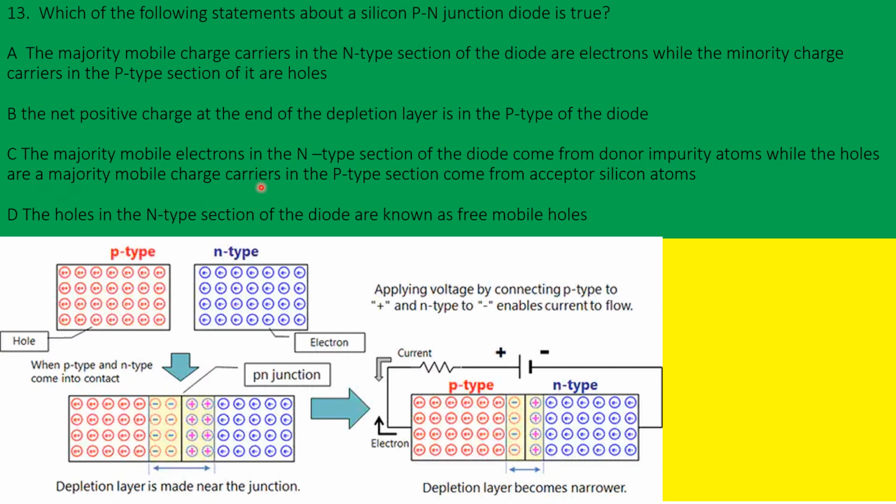C says the majority mobile electrons in the n-type section of the diode come from the donor impurity atoms, correct? While the holes that are majority charge carriers in the p-type section come from the acceptor silicon atoms, correct?